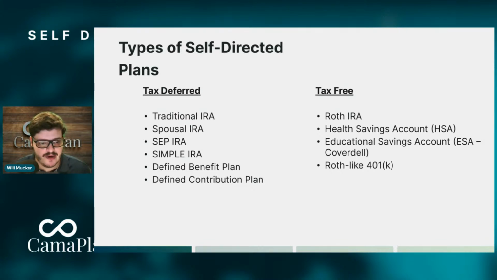In the tax-deferred bucket, you have your traditional IRA. You have something called a spousal IRA, which is kind of misleading.